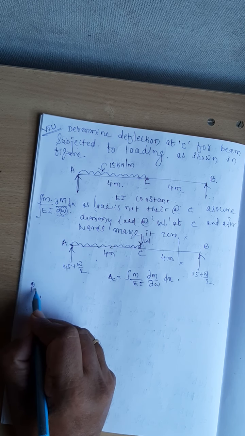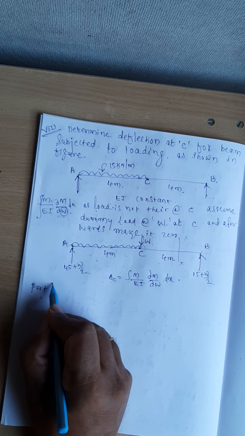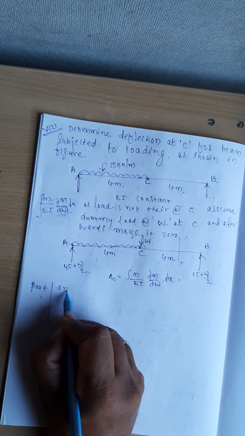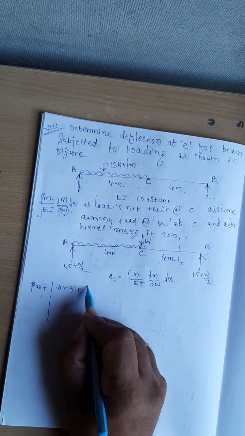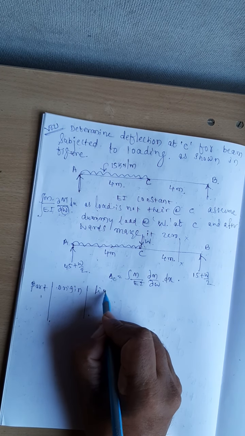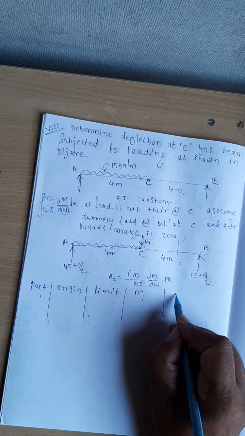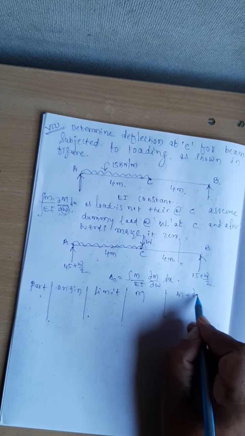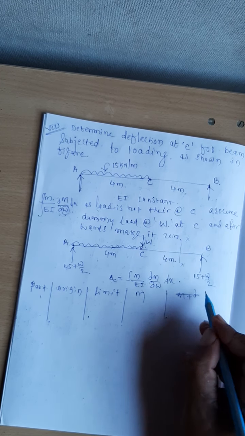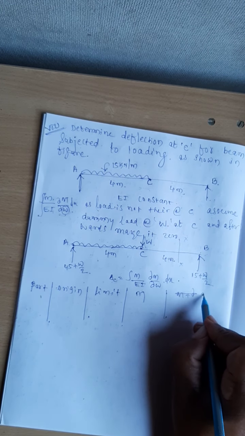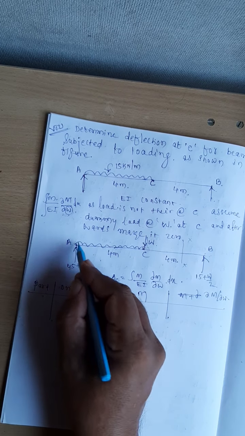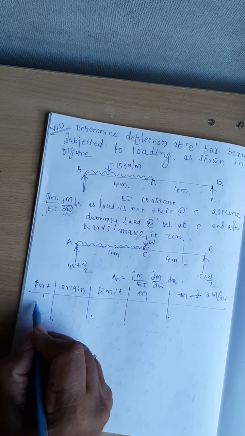The calculation table consists of the part, origin, the limit, then comes the bending moment M, and I want dM by dW. So you go for the first part, the part AC.